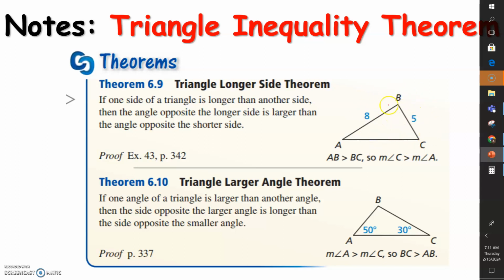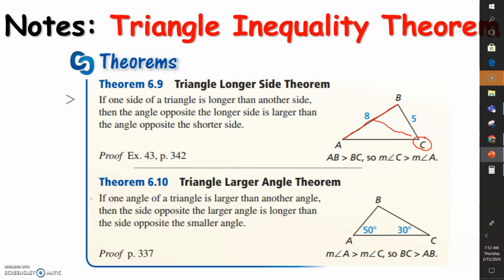So in this image here, we see that side AB is 8, and 8 is bigger than side BC, which is 5. So the angle opposite AB, that is angle C, is larger than angle A.